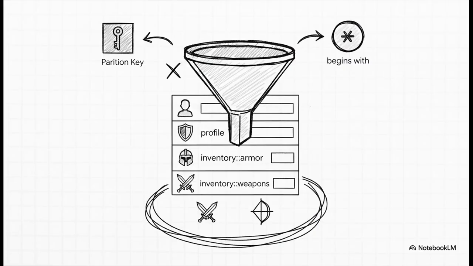And now, here's the payoff. This is why we did all that work. Because we were smart and we used that inventory prefix in our sort keys, we can run an incredibly powerful and efficient query. We can just say, hey, DynamoDB, give me everything for partition key account 1234, where the sort key starts with inventory, and boom, it instantly grabs the armor and the weapons, but it's smart enough to leave the profile item alone. We knew the question we needed to ask, we designed the data to answer it, and we got the speed we wanted.